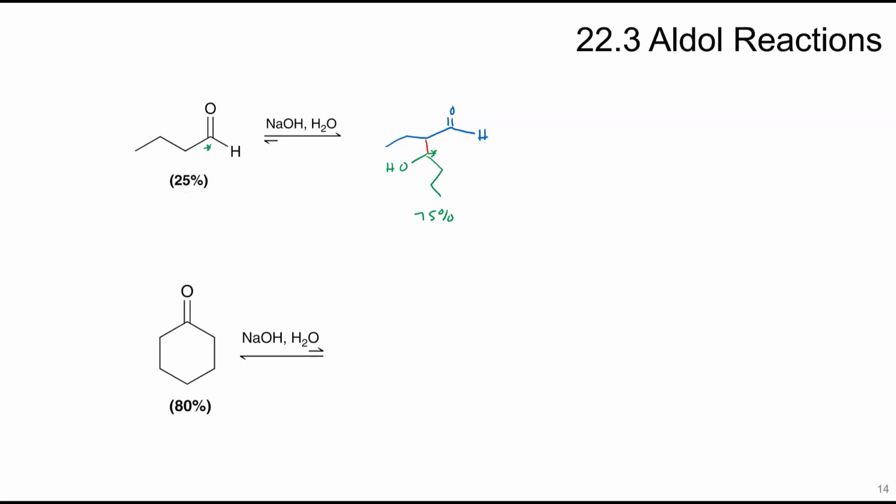The other way that you can draw it is both going to be the same product. It's just a different way of thinking about it. So you have your original aldehyde. Then you know the reaction is going to happen at the alpha position. So I have 1, 2, 3 carbons. So 1, 2, 3.